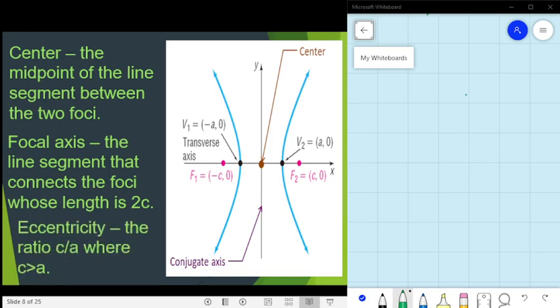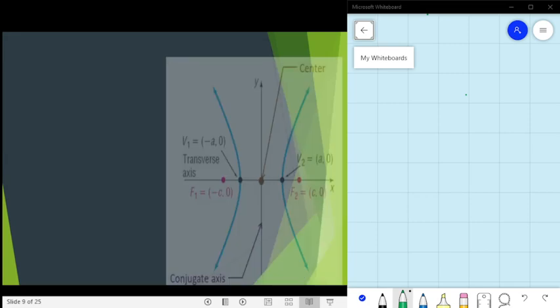Okay, another is the eccentricity whose ratio is c over a, and in this case c is greater than a. In the ellipse, the major axis is longer than the focal axis, meaning a is greater than c, and there is also b in the ellipse.